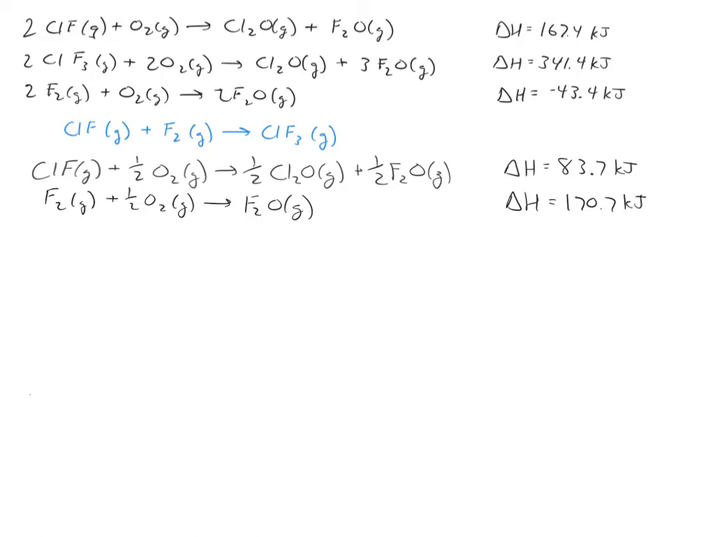Finally, I need ClF3 gas as a product. Well, ClF3 gas, here it is. It's a reactant right now, which means I've got to flip the second reaction. Also, I only need one of them, and I have two of them. So I've got to flip the second reaction and divide everything by 2. So flipping everything and dividing everything by 2.